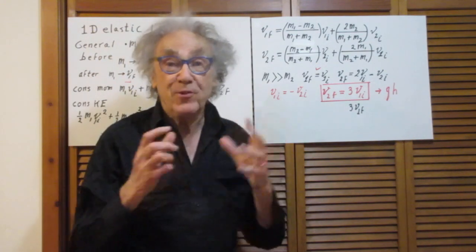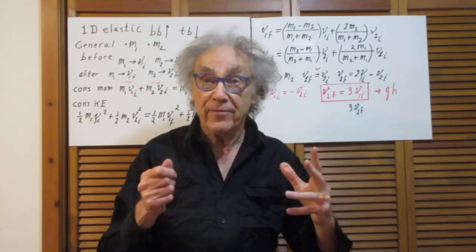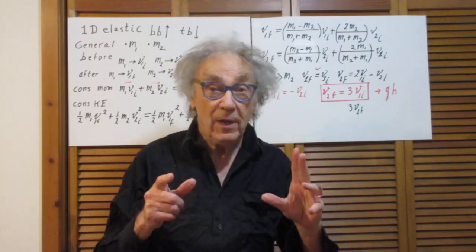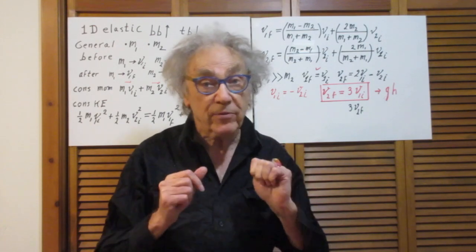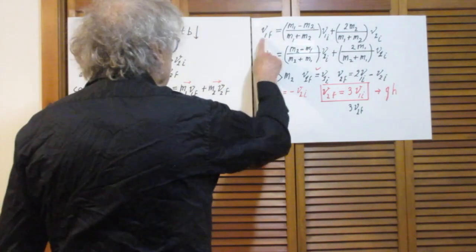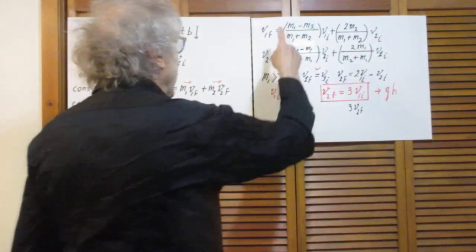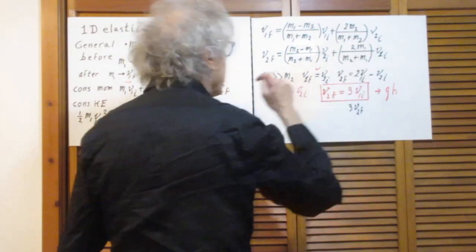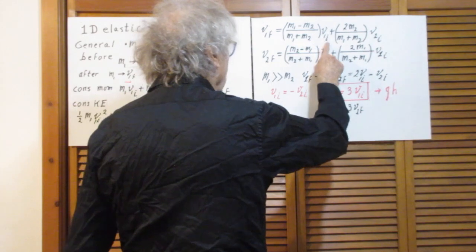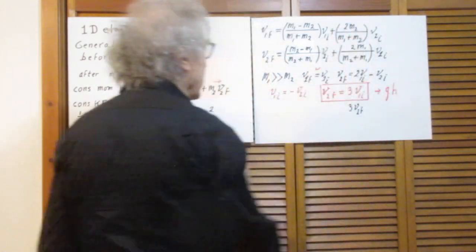I will not grind you through the details of the math, but I will tell you that if you do your homework, if you spend enough time on it, you can demonstrate that V1F is this. So I now have mass ratios here, and I have the velocity of 1 initially and the velocity V2 initially.